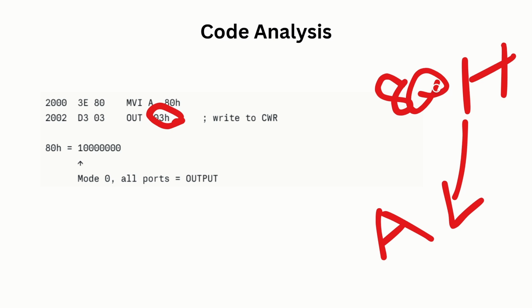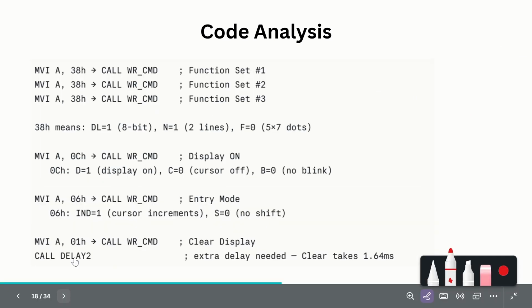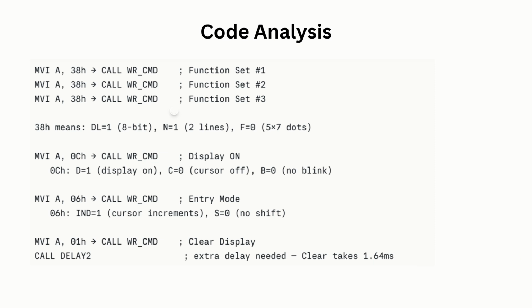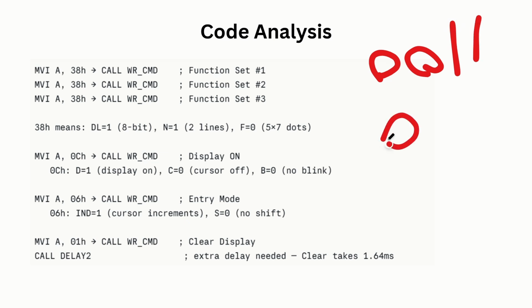So now let's look at the next sections of the code. 38H means 0011 1000 in binary. This is sent 3 times because the datasheet of the controller specifies that on power up, the initialization sequence requires the function set command to be issued multiple times with a specific timing. And sending this command only once may leave the LCD in an uncertain state. So that's why we send it 3 times.